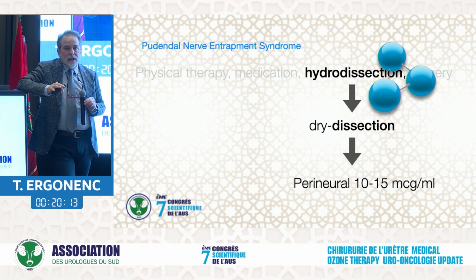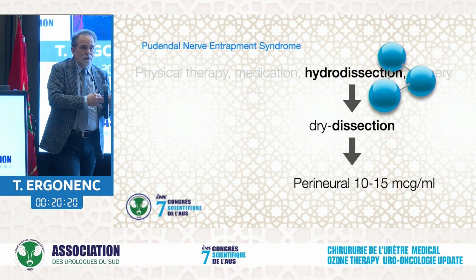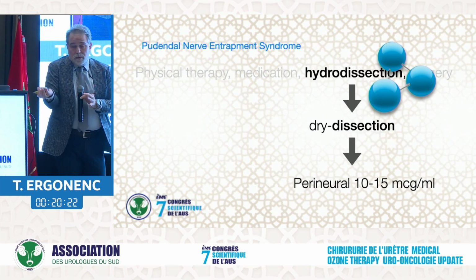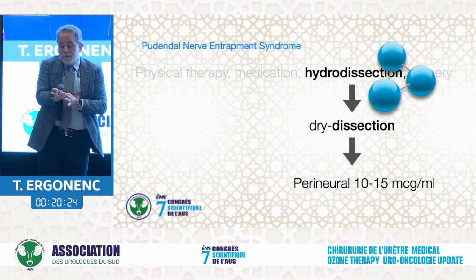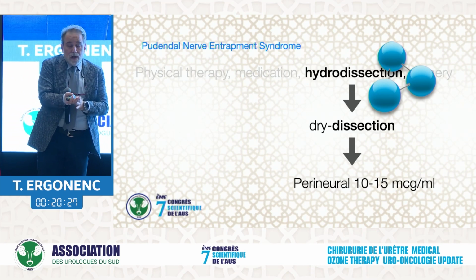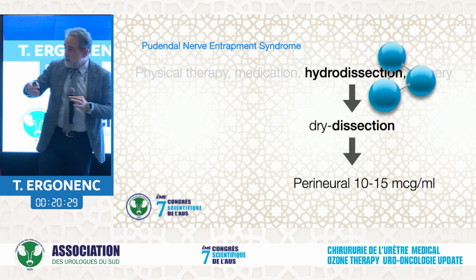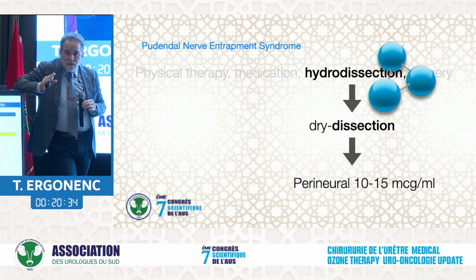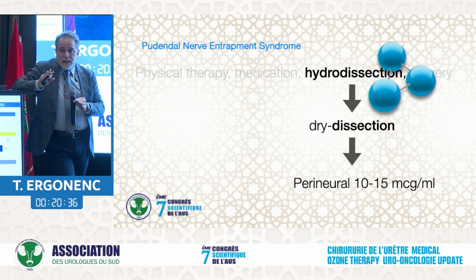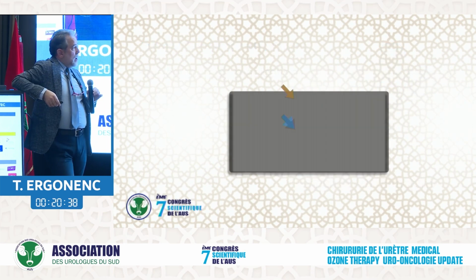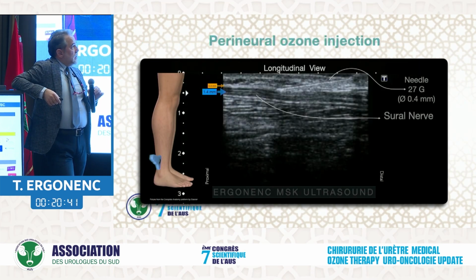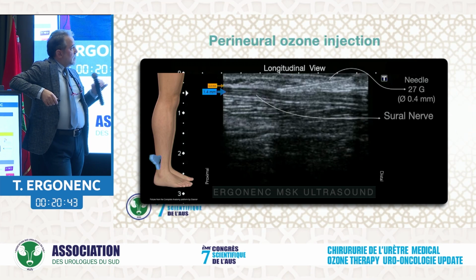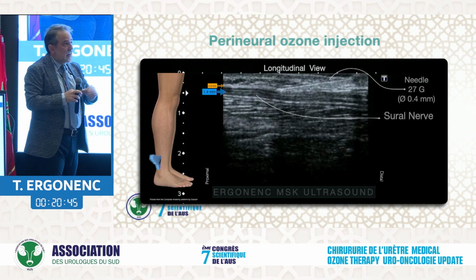You can dissect not only the pudendal nerve or the ilioinguinal nerve. You can dissect every nerve. For the carpal tunnel injection, for the cubital tunnel injection, you can use ozone perineurally. We can use the anti-inflammatory effect and dissect the entrapment area to rescue the nerve. Okay, this is my patient. This is another example of dry dissection.